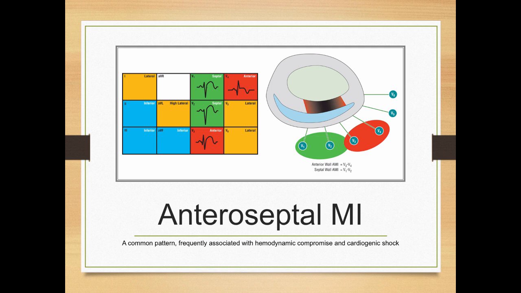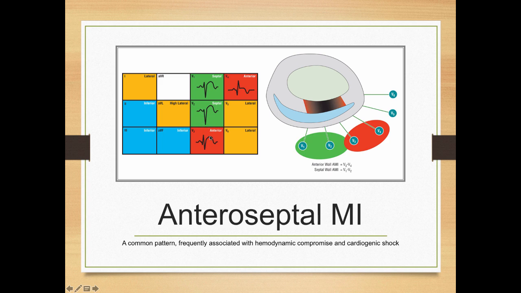More common, pretty common, is this anterior septal. So we're kind of squishing together this anterior wall and septal wall MI. So we have an anterior septal MI. I'm going to see ST elevation in V1, V2, V3, V4, a somewhat common pattern. And these patients usually have some sort of cardiogenic shock, hemodynamic compromise.